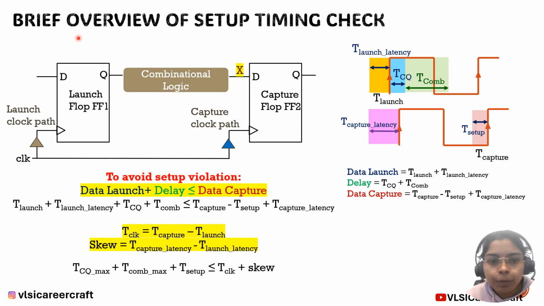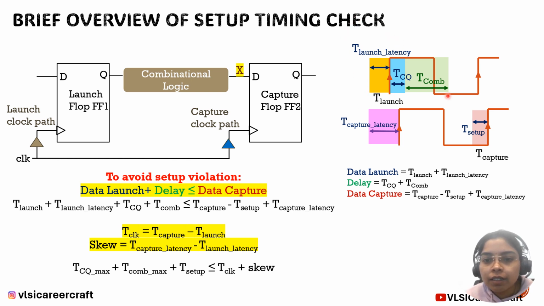Now let's start with a brief overview of setup timing check. When we have a register based design like this, that is a launch flop which is launching data and a capture flop which is capturing data, and in between there is some combinational logic, how do we check the setup timing here? Let's understand from this waveform. For the detailed step-by-step derivation, you can refer to my previous video so that you can get a better understanding.